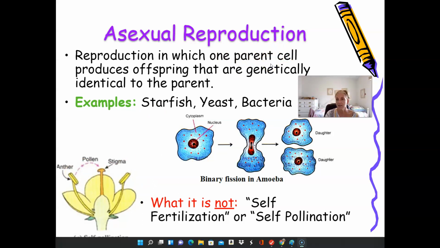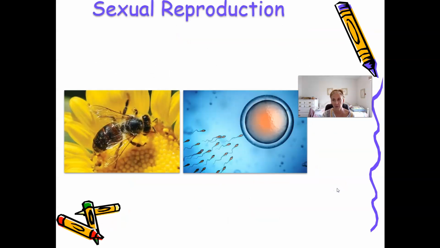Some organisms can actually reproduce sexually by themselves. That's a combination of two cells. In this case, this is only one plant, one flower, but it fertilizes itself by transferring its pollen to its own stigma, and then that will go down into the ovary and fertilize the egg. This would not be an example of asexual reproduction, even though it's one individual, because two cells, the pollen and the ovum, the egg, are both being used, okay? So one cell, asexual, two cells, sexual.